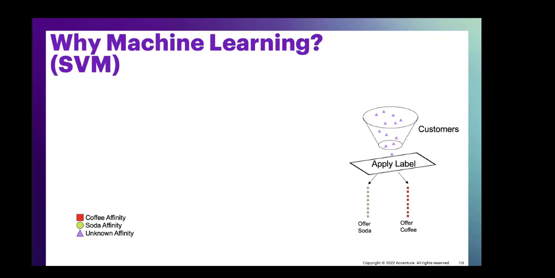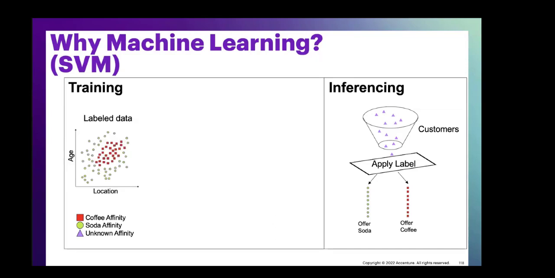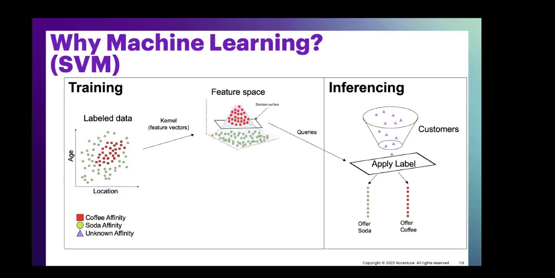And the way that you would do this is you would take your unknown customers and apply a label. How do you create this label so that you know what they like? It's called inferencing in the machine learning world. Well, you have a training set, and you take your training data of people that you know either like coffee or like soda, and then you create some system for understanding them, location and age perhaps being the parameters you have, and you create a decision surface. And this decision surface is ultimately what you would use in order to classify new customers.